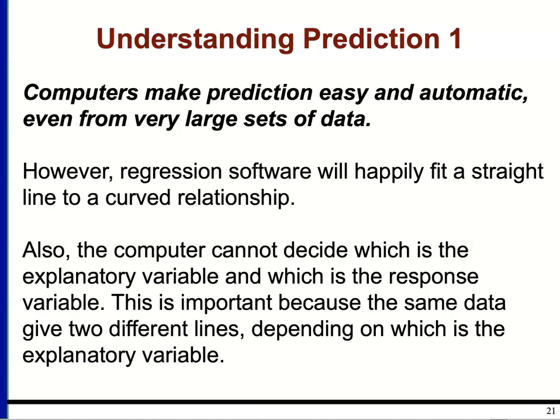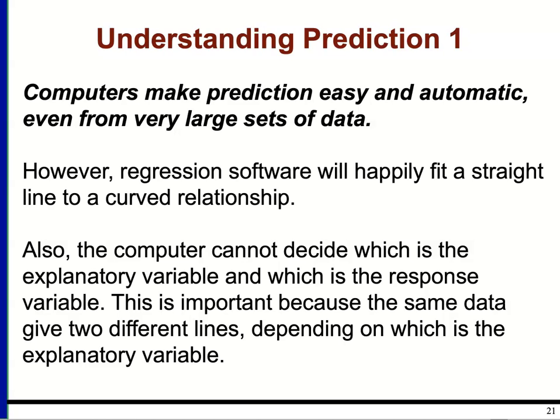We need to be careful when we're doing these prediction lines because computers make it really easy to make these predictions, even with a really large data set. But the computer is happy to do this calculation even if there's a curved relationship. So we need to be aware that the computer has no ability to reason whether or not this scatter plot is an appropriate relationship to try to draw a line into it.